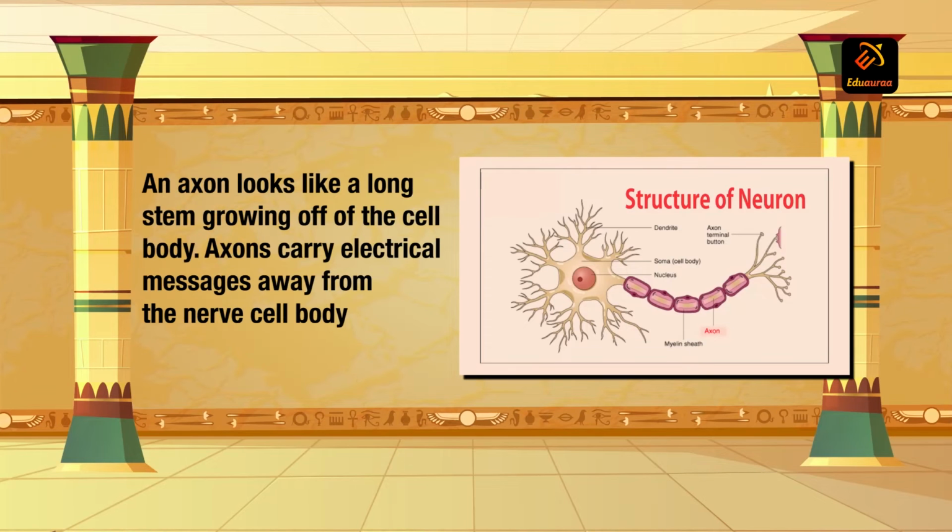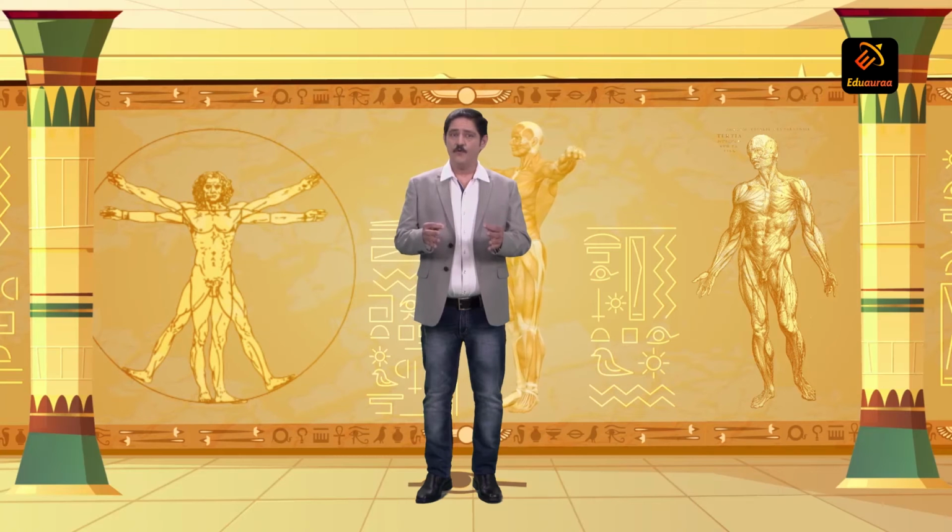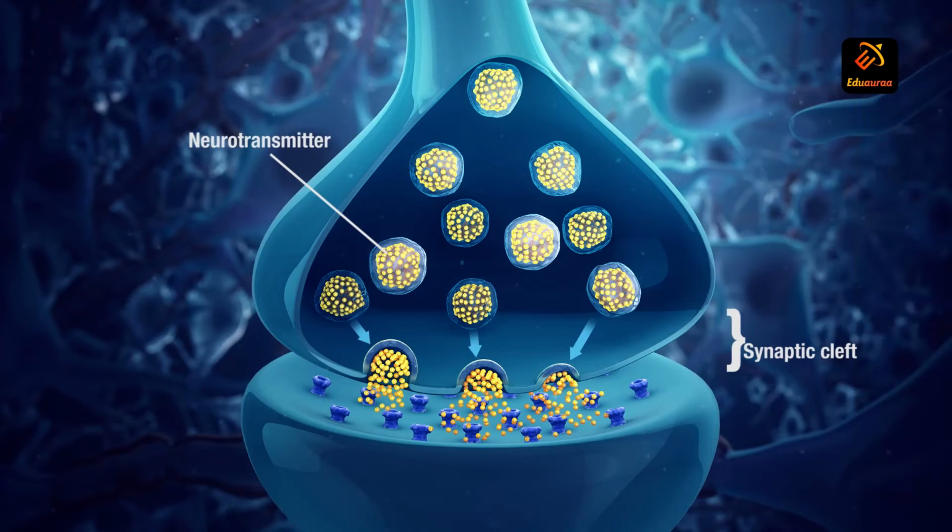An axon looks like a long stem growing off the cell body. Axons carry electrical messages away from the nerve cell body. Therefore, nodes of Ranvier. The end portions of the axon store certain chemicals called neurotransmitters. Now, these are chemical substances.